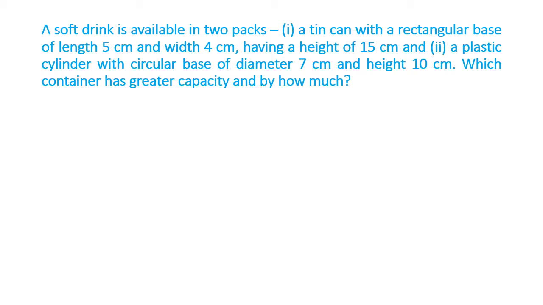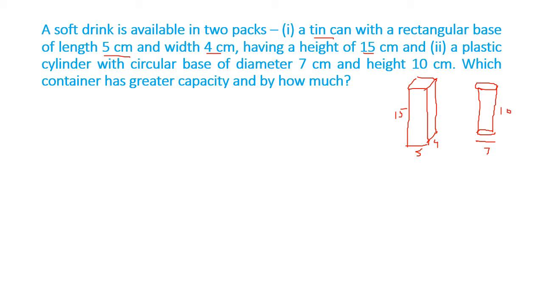A soft drink is available in two packs. A tin can with a rectangular base of length 5, width 4, height 15. So we have got a tin soft drink can, with dimensions given: length 5, width 4 and height 15. And a plastic cylindrical can with a base diameter 7 centimeter and height 10 centimeter. So which has the greater capacity and how much?